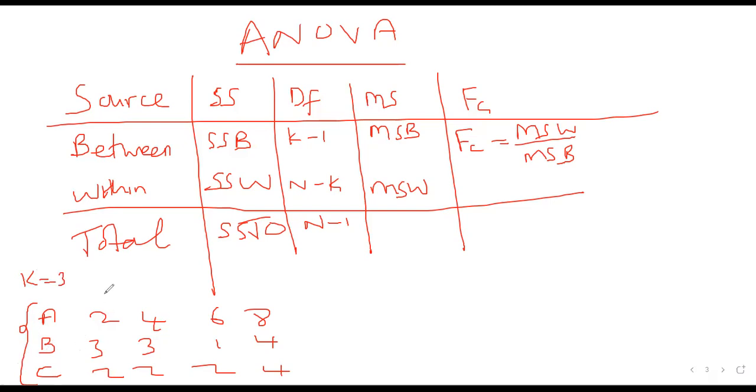N is the total number of elements here. We have 1, 2, 3, 1, 2, 3, 4. So our N here is 12. This is our total number of observations.